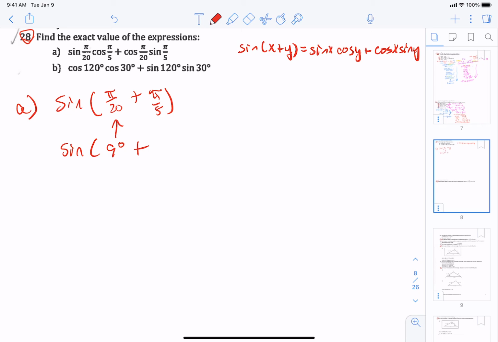And then 180 divided by 5 is 36. 9 plus 36 is 45. Oh, we found it. It is something on the unit circle. So now just ask yourself, what would that be on the unit circle? Well, the sine of 45 is the y value at 45, square root of 2 over 2. So it looks complicated. You're undoing and backtracking the formula, and it should end up being something that's on the unit circle at that point.